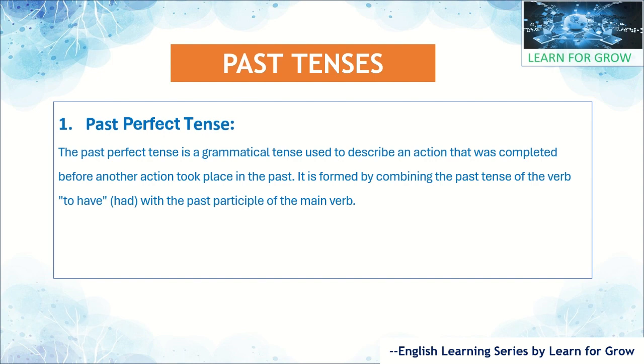Let's understand the definition. Here it is saying the past perfect tense is a grammatical tense, as you already know, used to describe an action that was completed before another action took place in the past. Means the action was completed in the past before another action took place in the past, right? Means you have two activities. The first activity is completed before the second activity. Okay, let's have an example.